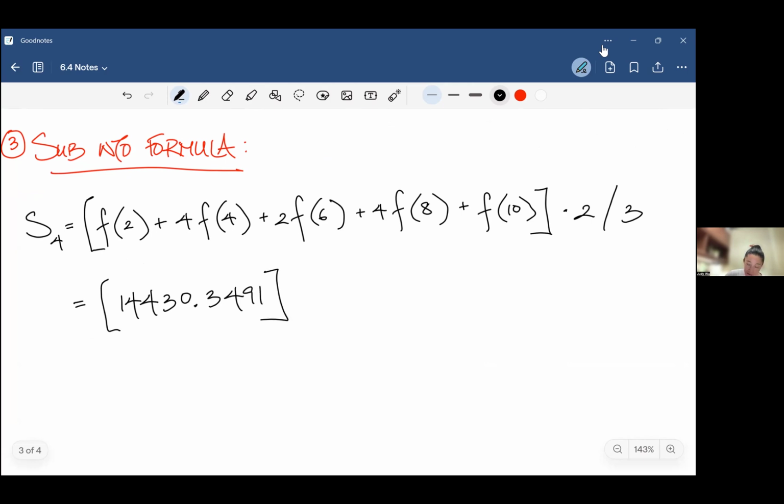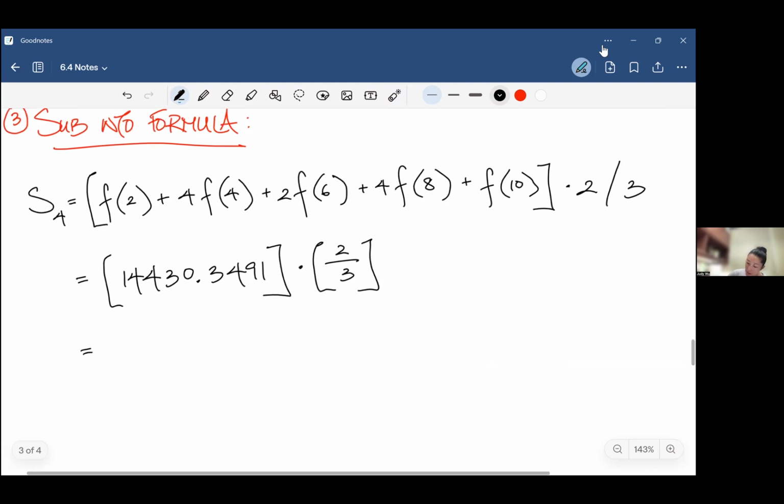I got 14430.3491, and I'm multiplying it by 2/3. Because 2/3 is like 0.666666666 and keeps going, I'm not going to write this as 0.6 because that would be rounding it, which is going to impact my final answer. And like I said before, I don't want to get a question wrong because I rounded wrong. That just seems silly.